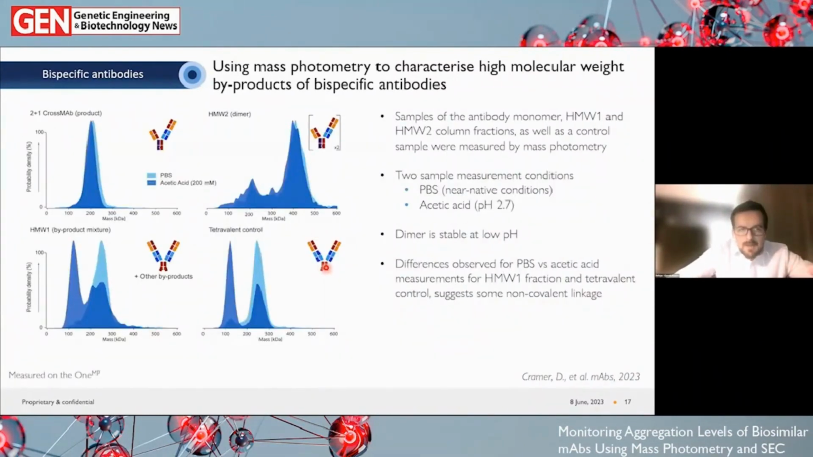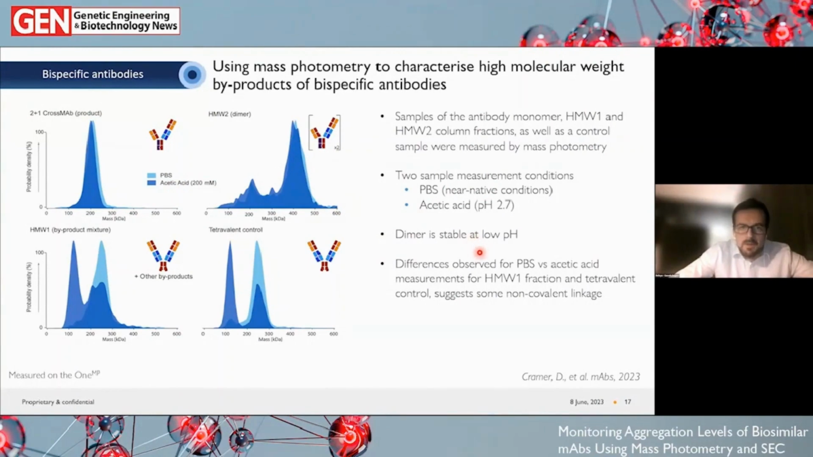So this is mass photometry data, and this is the purified bispecific antibody. And so we have samples of the antibody monomer shown here, and 2 high molecular weight fractions that were taken from a chromatography column. And just something I wanted to highlight, and I'll come back to this on another slide, is you can see the measurements were performed in 2 different conditions, either in PBS or low pH in the presence of acetic acid. So just by a simple manipulation of the environment, you can extract a little bit of additional information.